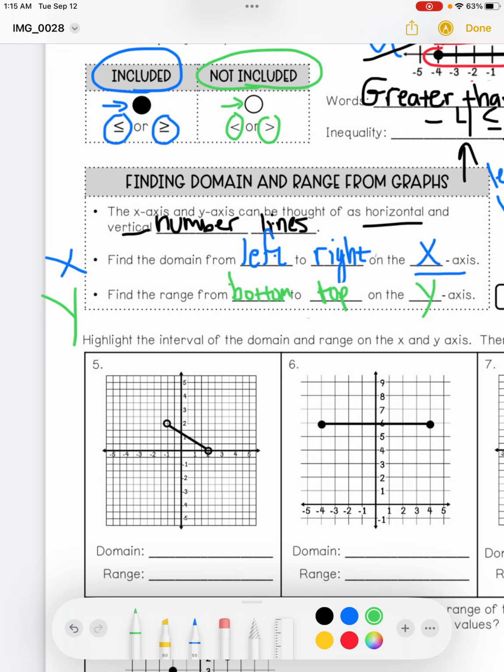All right, so we got the plan. We understand what we're looking for, but let's actually put it into use because we might not know how to do that. So let's go to question 5. Question 5 wants us to find the domain and it wants us to find the range. So this is how we're going to do that.